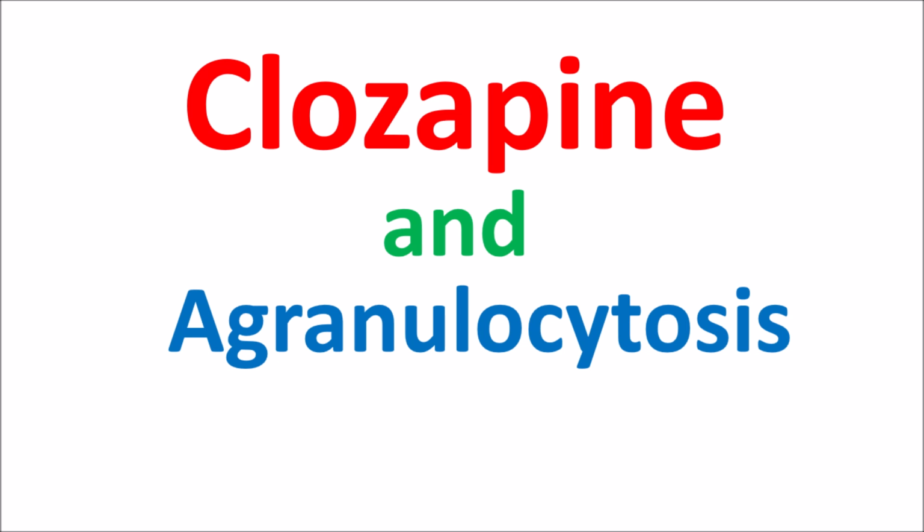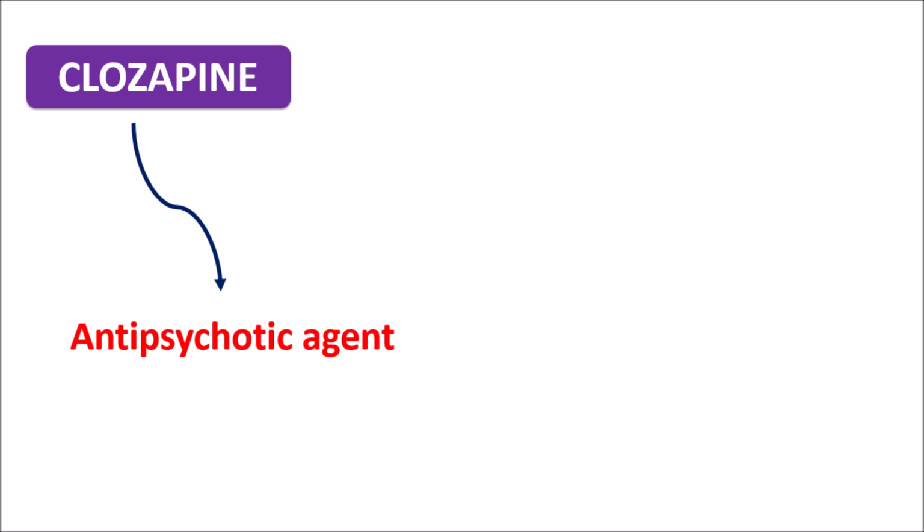Hi everyone. Today in this video let us discuss clozapine and agranulocytosis. What is this drug clozapine? Clozapine is one of the antipsychotics which is classified as an atypical antipsychotic. So this drug is a second generation antipsychotic compared with old generation neuroleptics.